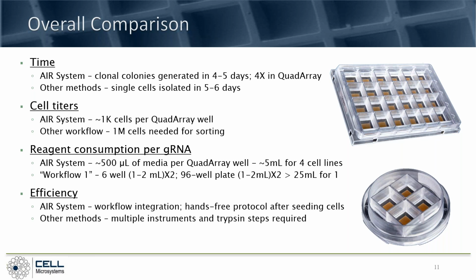In terms of cell titers, with the AIR system, we're using only about 1,000 cells per reservoir in the quad array versus 1 million for some of the other workflows. Reagent consumption on the AIR system, we use about 500 microliters of media per reservoir. So for 4 different cell lines, we could expect to use around 5 mils or so of media versus upwards of 25 mils with some of the other workflows that we tested.